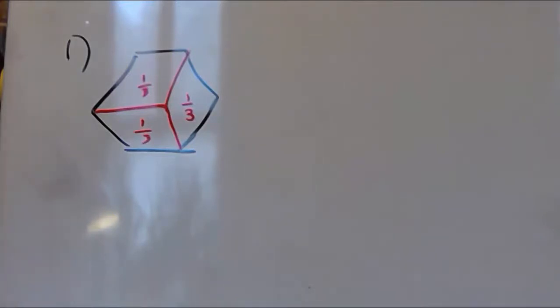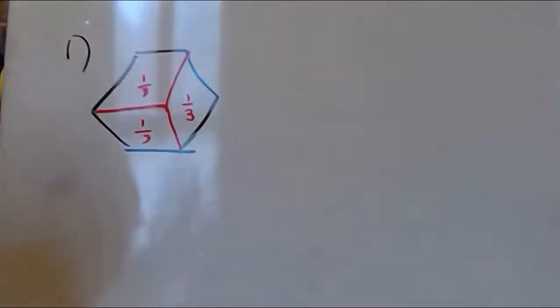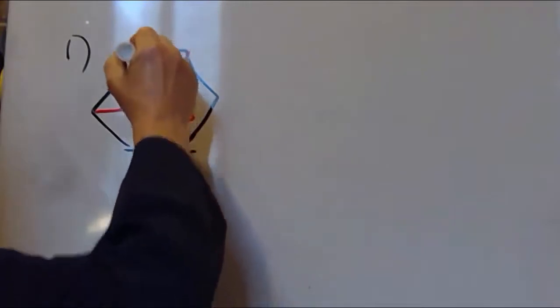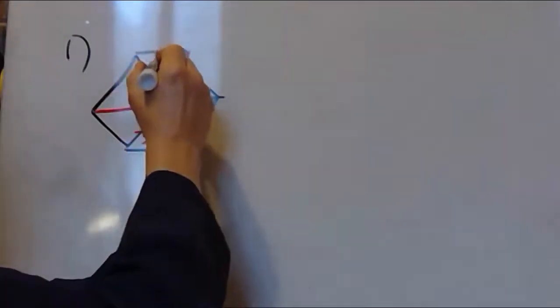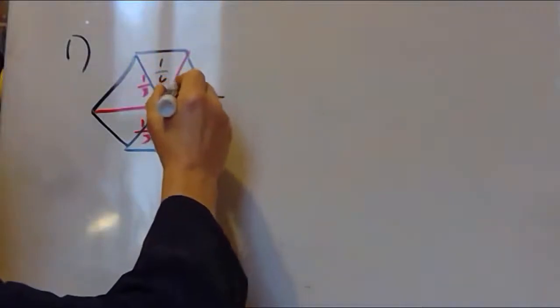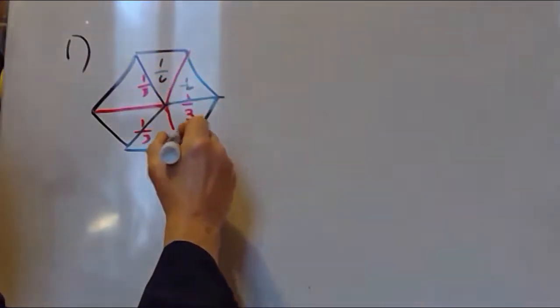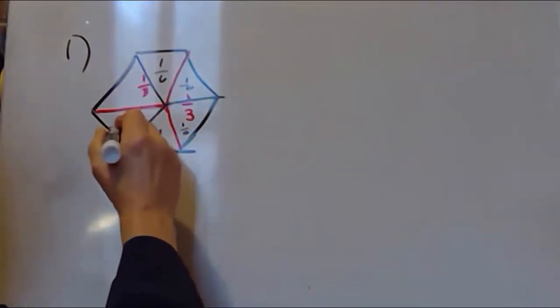Now we want to further break it up into sixths. So how would we further break up our hexagon into sixths? Well, we can now divide each of these thirds into 2: 1, 2, 3, 4, 5, 6. So each of these is 1/6, 1/6, 1/6, 1/6, 1/6.